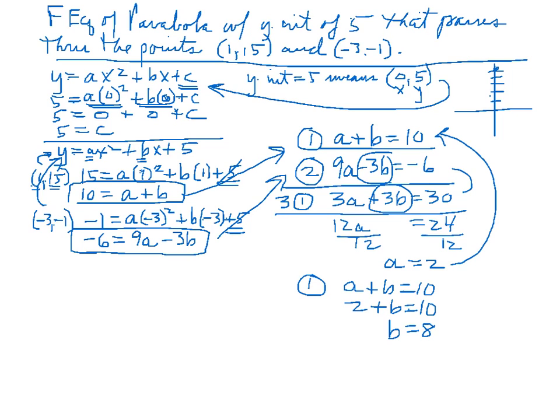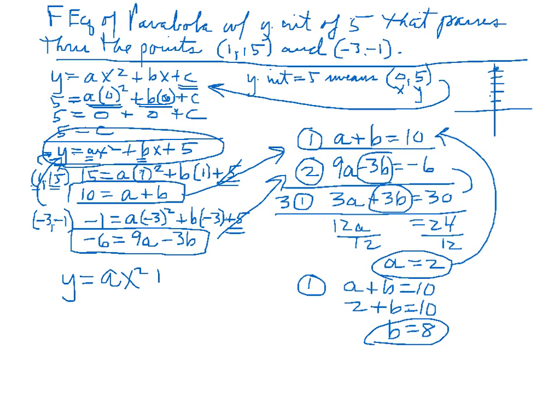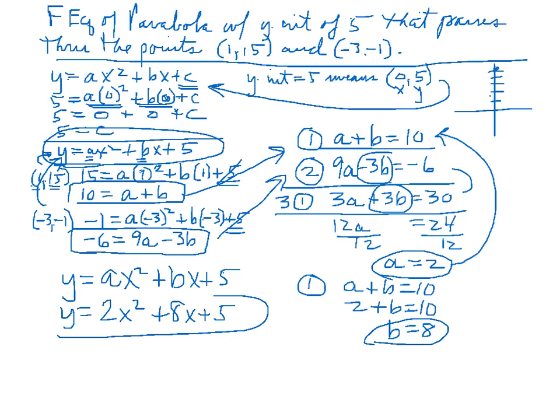Okay, so now we have a is 2 and b is 8. When we plug those back into the equation of the parabola, which is right here, y equals ax squared plus bx plus 5, and we got a is 2 and b is 8, so that gives us y is 2x squared plus 8x plus 5. That is the equation we're looking for.